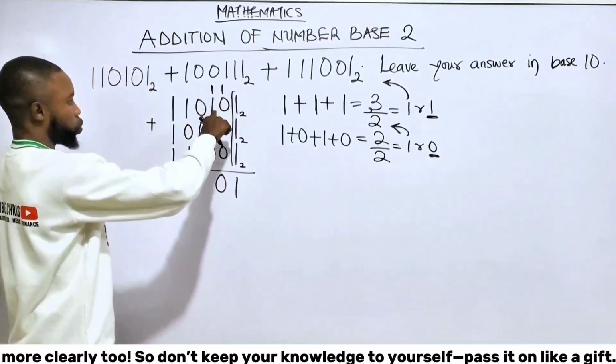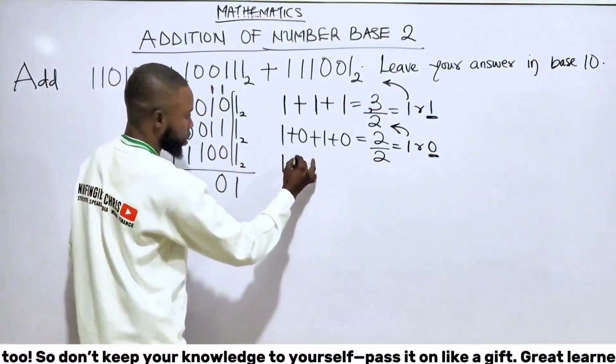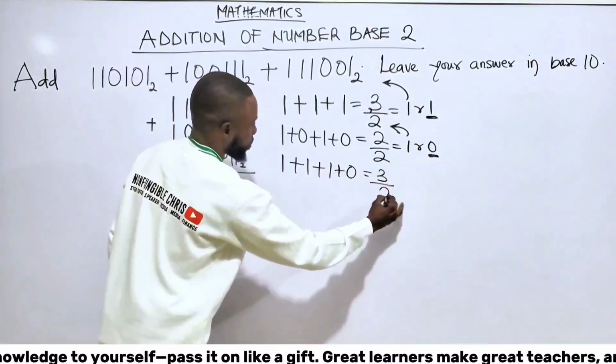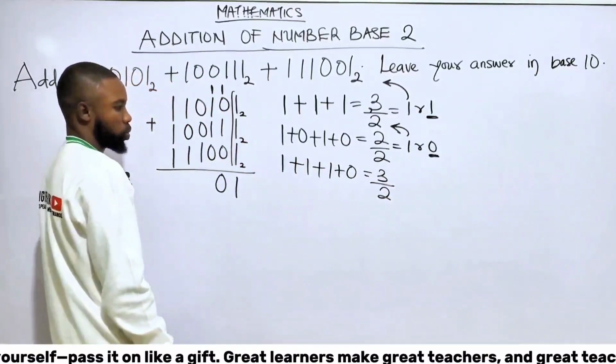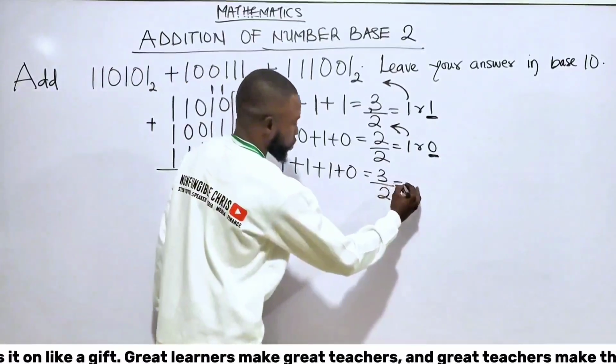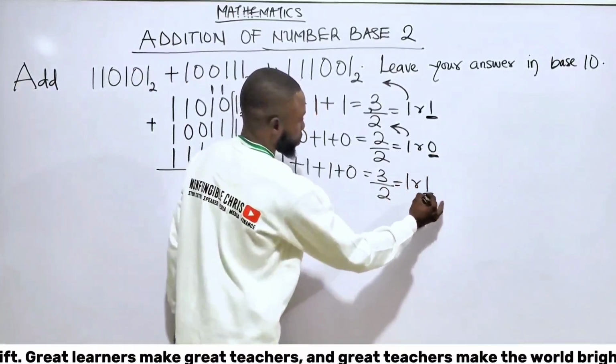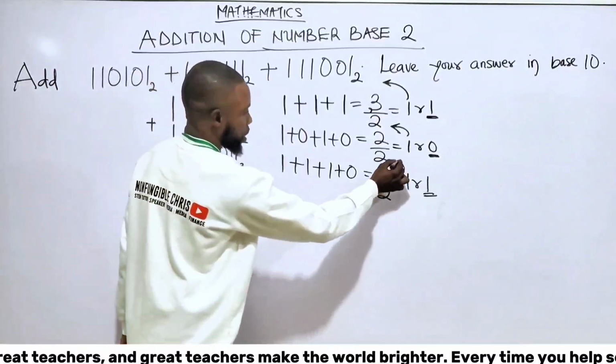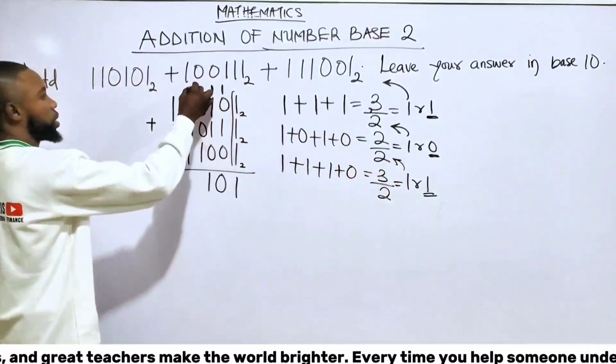So that we have 1 plus 1 plus 1 plus 0. That gives us 3 over the number base 2, because it's more than the number base. That gives us what? 1 and 1. We fix 1 here, and then we carry 1 over and fix it here.